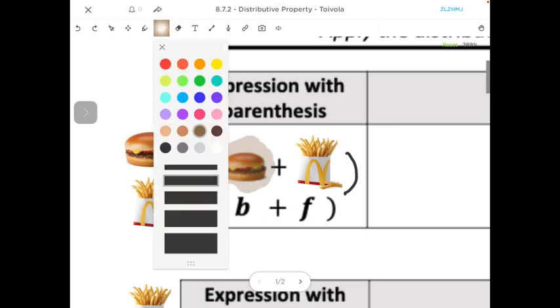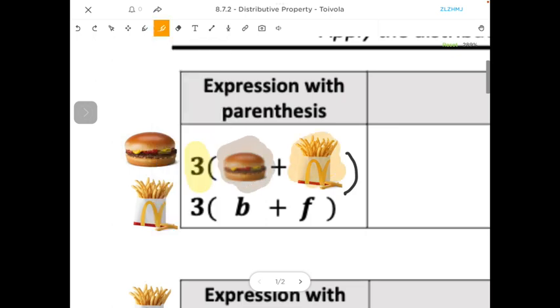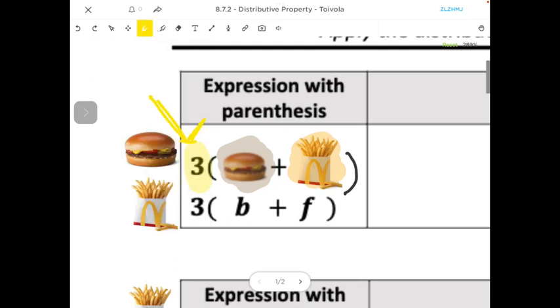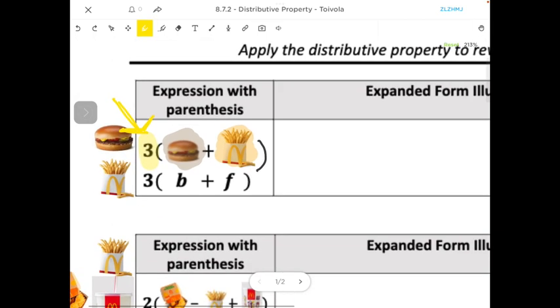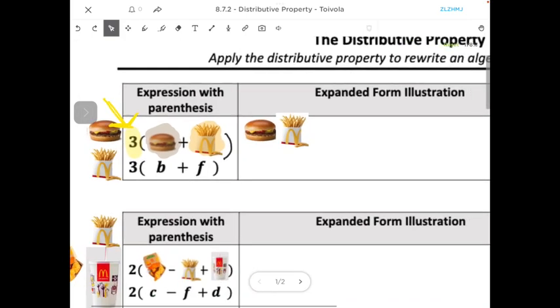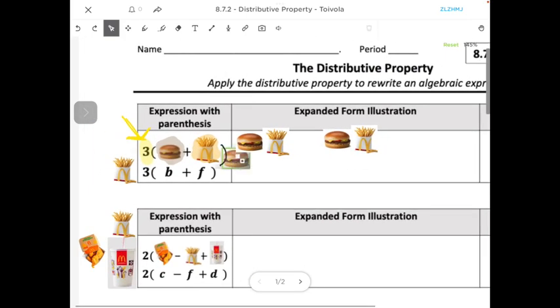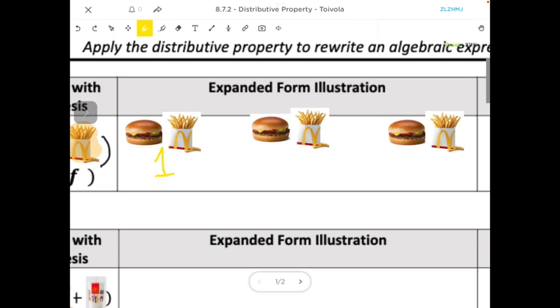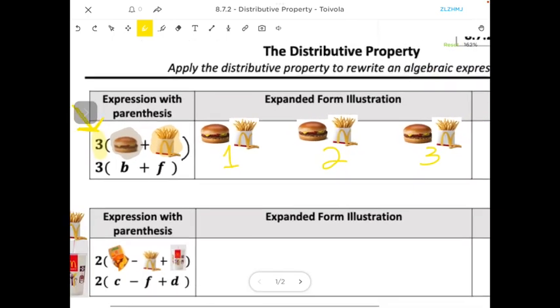They're going to get a burger and fries, and that's going to get repeated 3 times because 3 is that number out in front. So you're going to draw it, but I'm going to move it into this box next to it. So there's a burger and fries. There's the first time. And then a burger and fries. And then one more time, a burger and fries. Okay, you'll just do a quick sketch. It doesn't need to be anything perfect. 1, 2, 3. That's the 3 out in front of the parentheses.